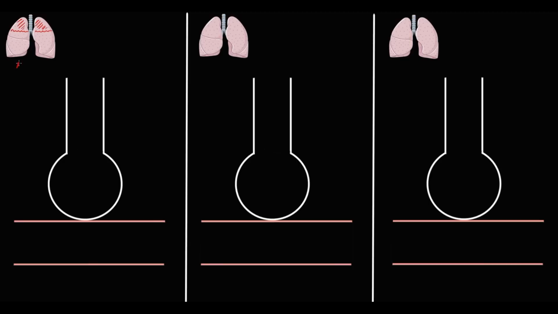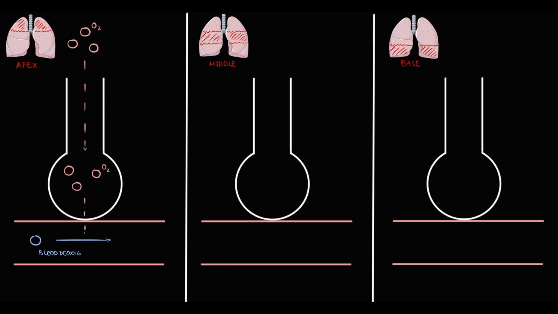So here we have 3 lung regions. We have the apex, the middle part, and the base of the lungs. When we inhale, air goes through the airways into the alveoli. This process we call ventilation. Each alveolus has its own blood vessels that deliver blood. This process we call perfusion. Oxygen from the alveoli diffuses into the blood, and hemoglobin picks up oxygen and becomes oxygenated, and such oxygenated blood delivers oxygen to the tissues.